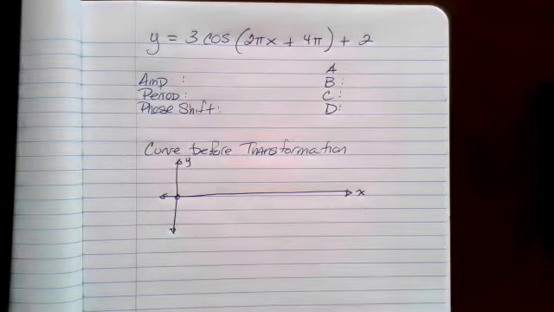All right, so this example looks very tricky. This looks like by far the hardest one we've seen. So why don't you take a minute or two and fill in what we know, our amp, period, phase shift, and our A, B, C, and D values.